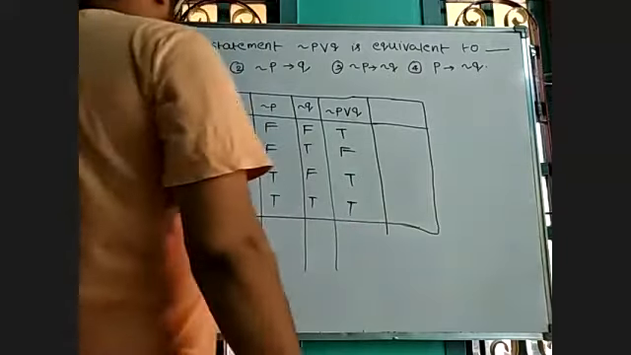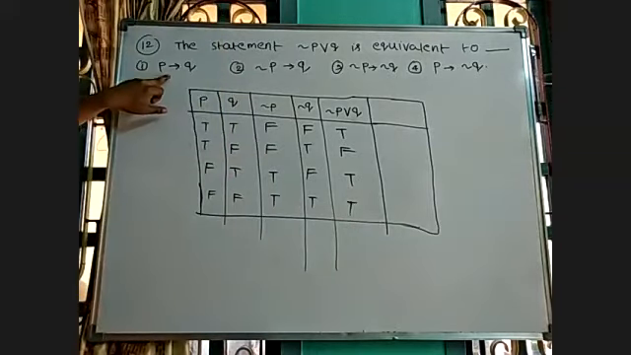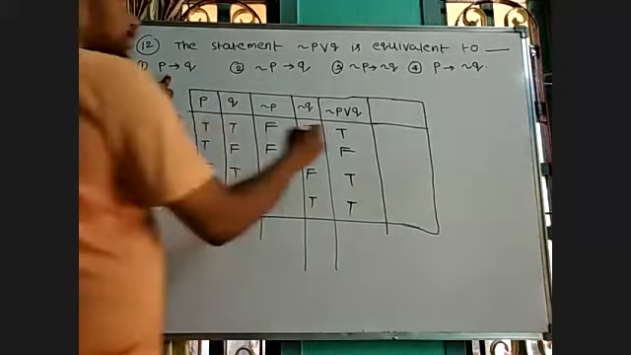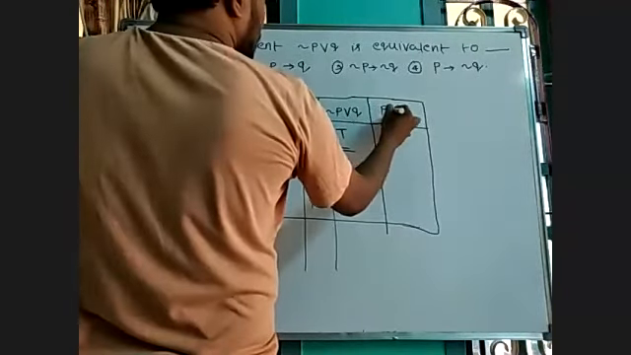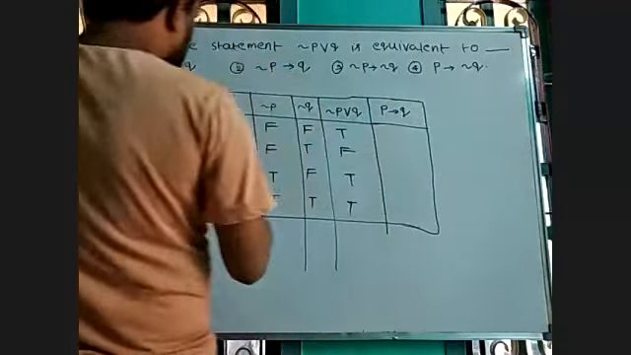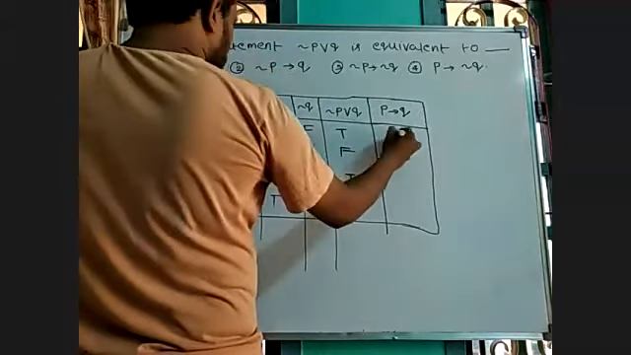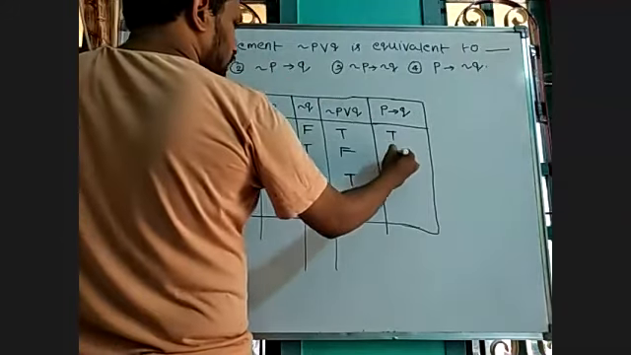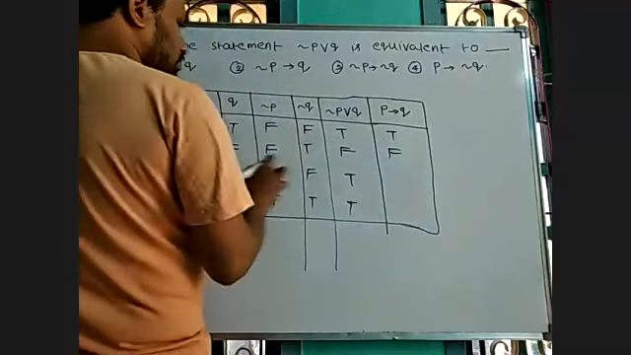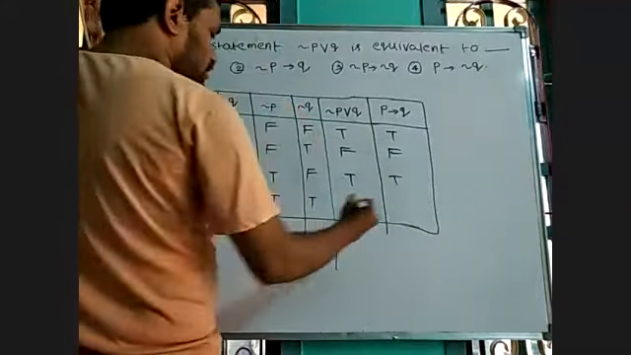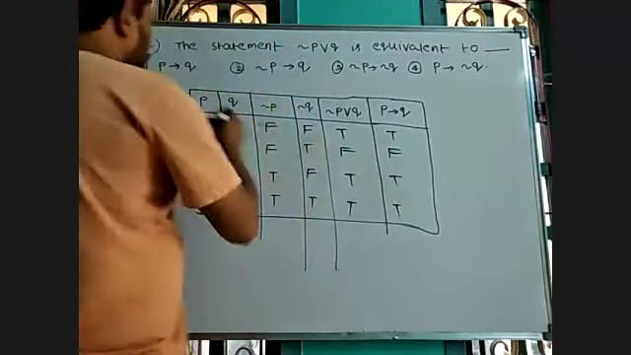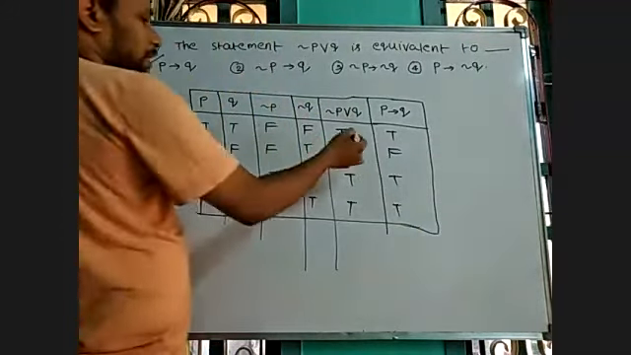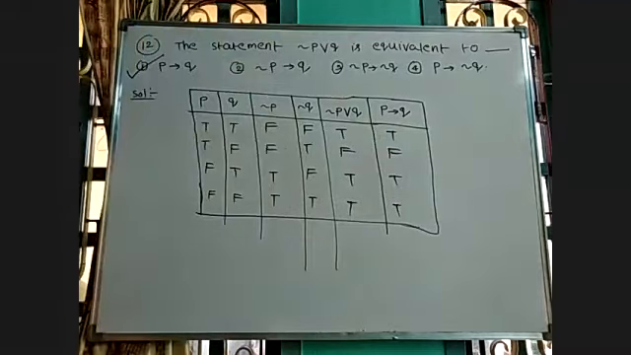Okay. First, in option one, I am checking. True, true. Option one, I am taking. True, true is what? True. True, false, this is false. Okay. False, true, this is true. False, false, this is true. Okay, option one is logically equal. That's why option one, right?